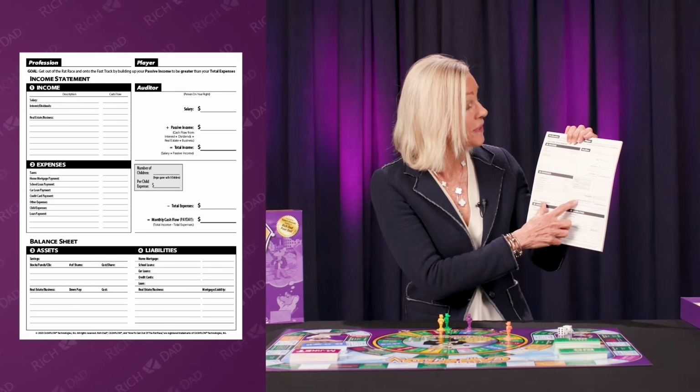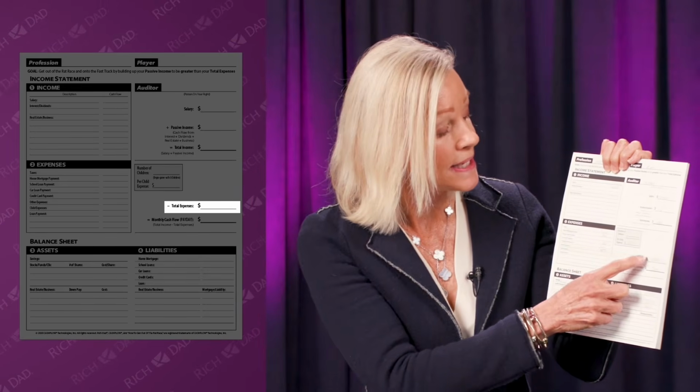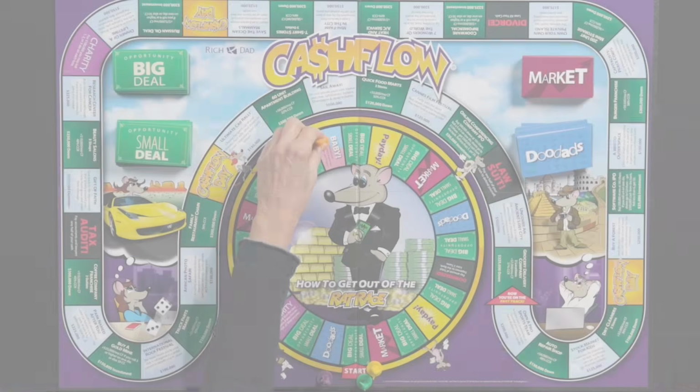And your monthly cash flow is made up of your salary plus your passive income less your expenses, which gives you your monthly cash flow or your payday amount.